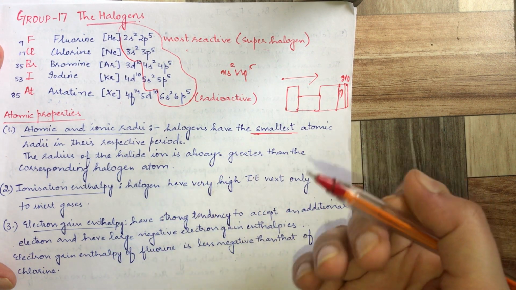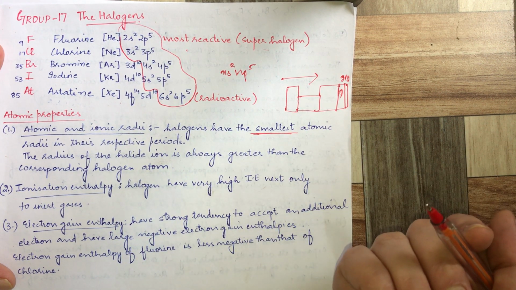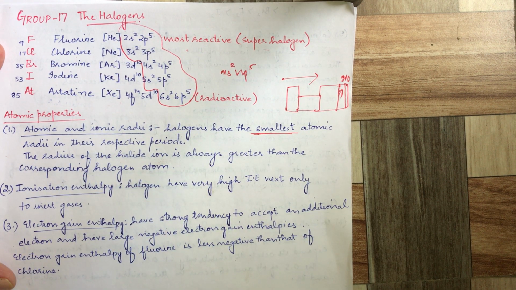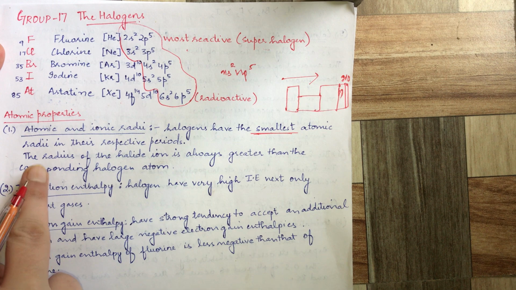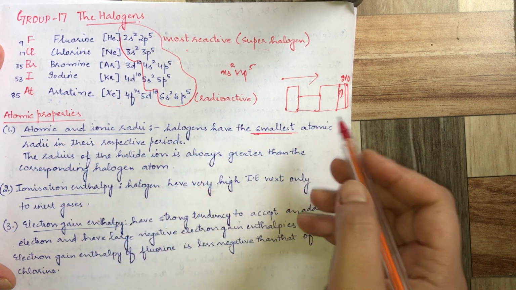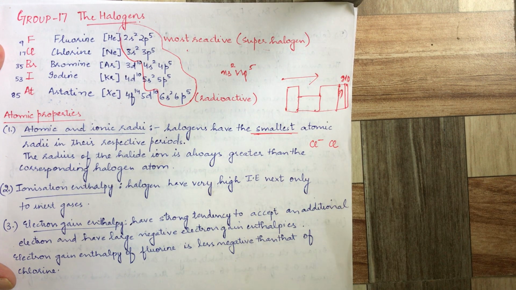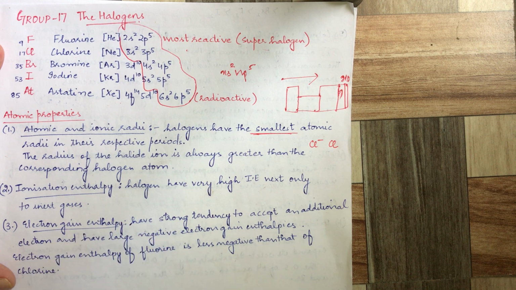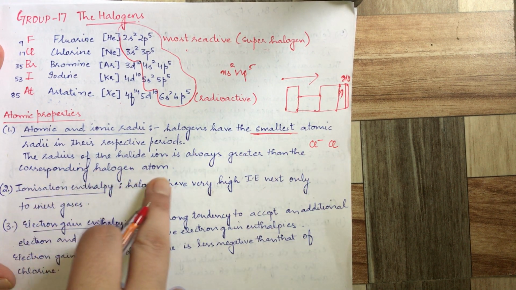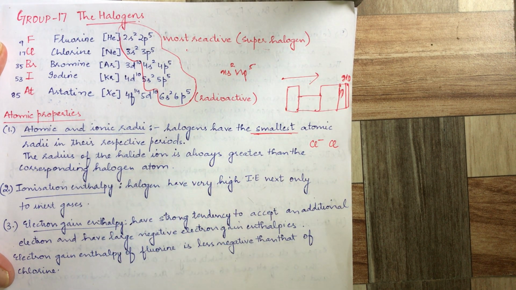If anyone asks you why it has the smallest radii, it is because it has greater effective nuclear charge. And if you talk about their corresponding ions, suppose you have the chloride ion and the chlorine atom, which of them will have the larger radius? The chloride ion. So the radius of the halide ion is always greater than the corresponding halogen atom.